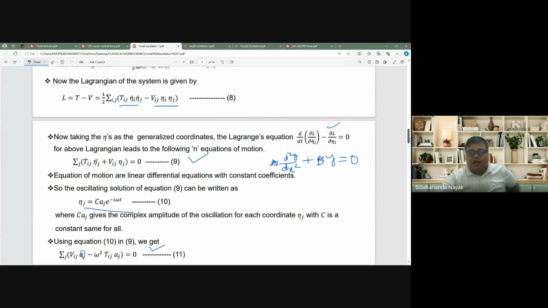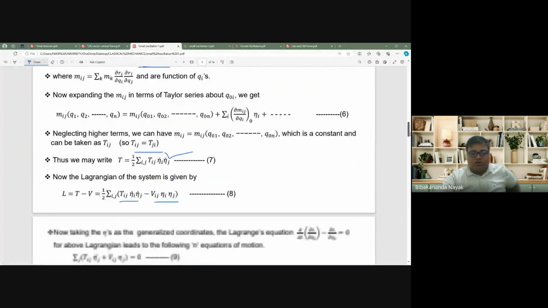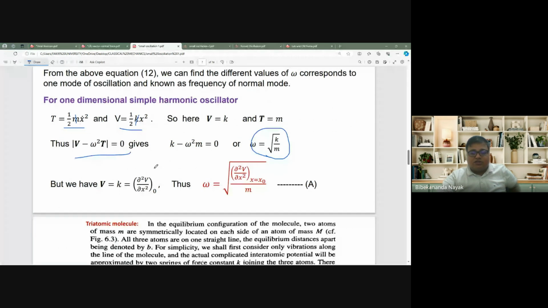V_ij, your formula, is del squared V by del x squared, del squared V by del q_i del q_j, it is the same. So V is equal to del squared V by del x squared at 0. So the angular frequency omega is root over del squared V by del x squared at x equal to 0, divided by m. In this type of question, when they ask to calculate the angular frequency and the potential of the system is given, we take its second derivative and divide by m.